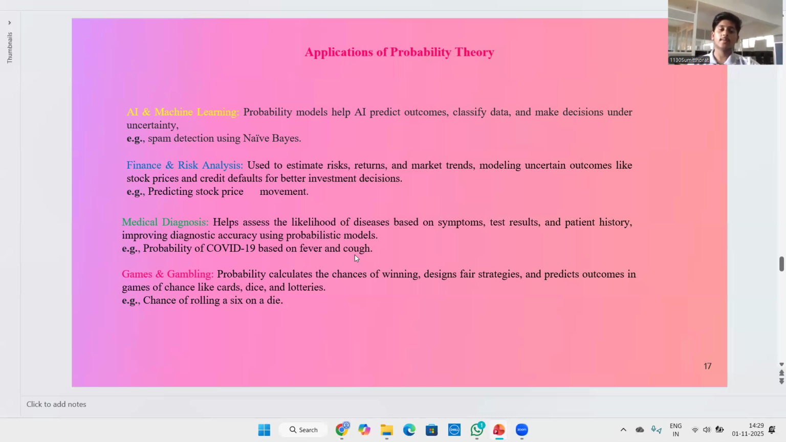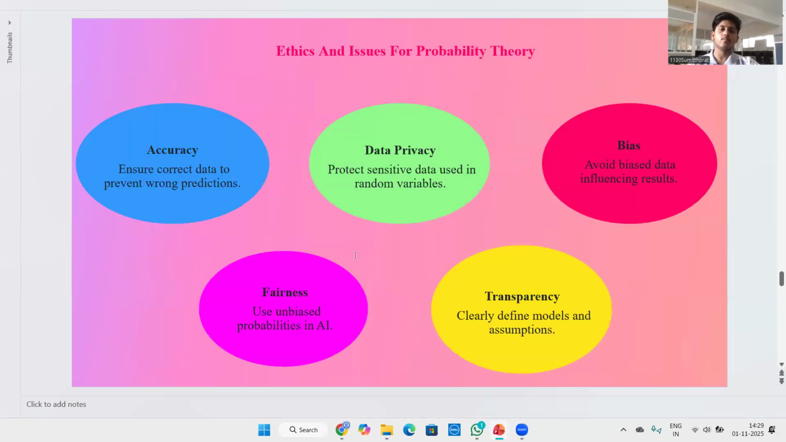Next, we see games and gambling. Probability calculates the chances of winning, guides strategies, and predicts outcomes in games of chance like cards, dice, and lotteries. Example, chance of rolling a 6 on a die.